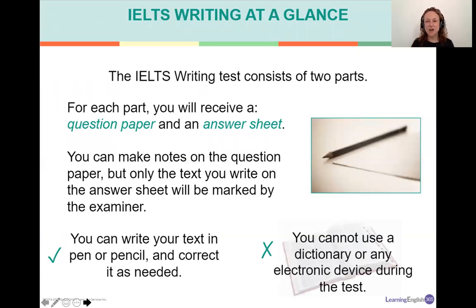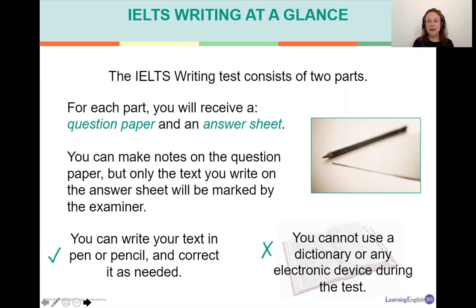There are two parts to it. Whichever test you're doing, whether you're doing general or academic, there are two questions that you need to answer. You'll have a question paper and an answer sheet if you are doing the paper-based exam. Obviously, lots of countries now offer a computer-based exam assessment. So if you're doing that, you'll just type your answers onto the computer. You can make notes on the question paper, but the only notes that the examiner will actually mark are on your answer booklet. So that's important to bear in mind if you do make some notes to help your thought process as you go through.